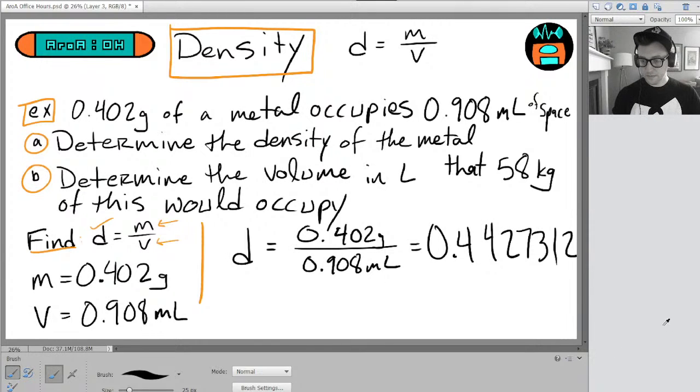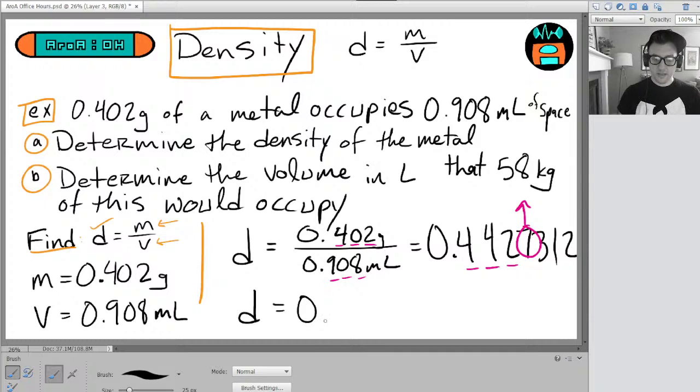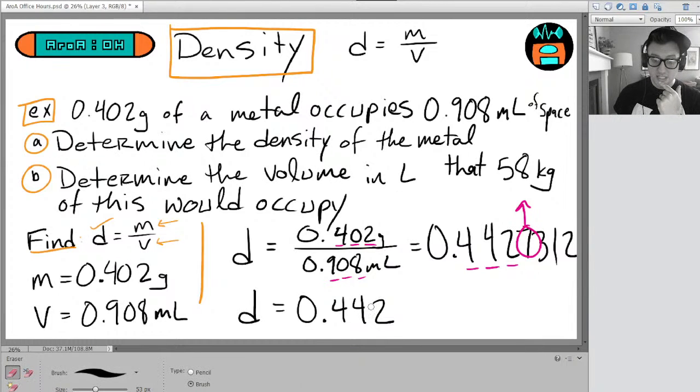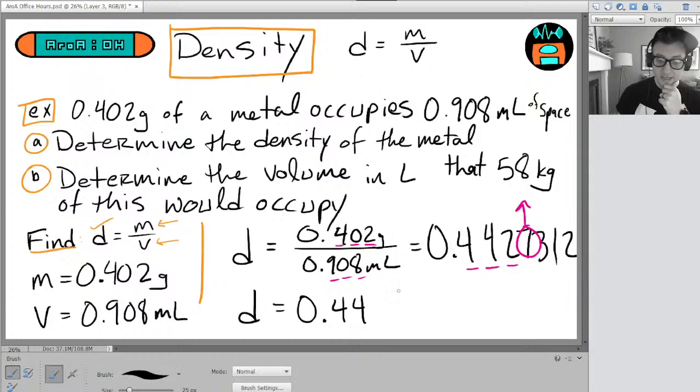You'll notice that our numerator has 3 sig figs and our denominator has 3 sig figs, and since we're doing division, you roll with whichever number has fewer. In this case, it's a tie, so we can only have 1, 2, 3 sig figs. This 7 is going to round up. So density is equal to 0.442. It's the correct value. Well, no, it's not the correct value. What did we just say? 7 rounds up, so this is no longer a 2. It should be a 3. All right, that is the correct value with the correct sig figs.